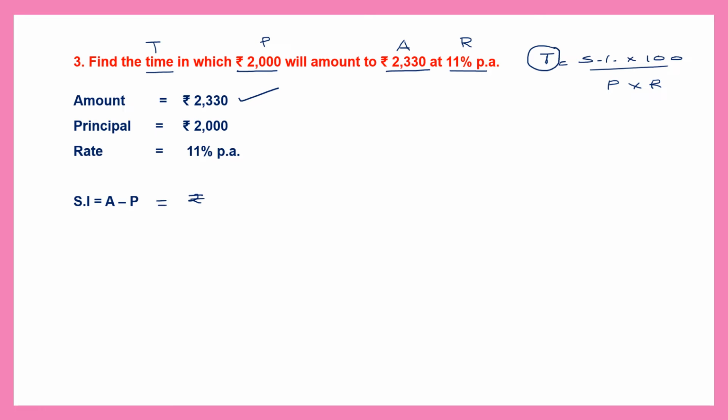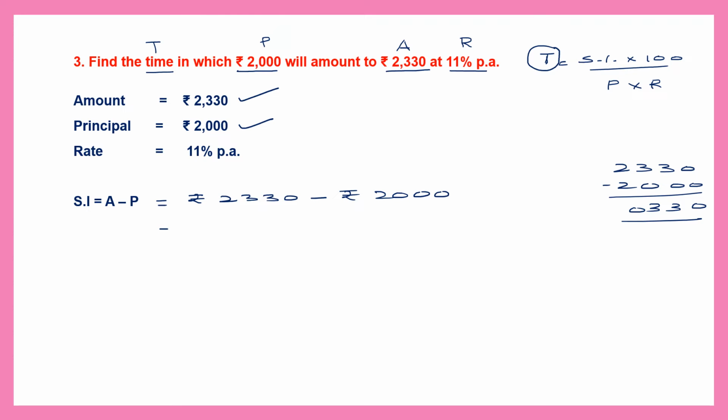So let's write that: rupees 2330 minus principal, and principal is rupees 2000. So let's subtract these two. 2330 minus 2000. So that is 0, 3, 3 and 0. That is 330. So simple interest we have found now to be rupees 330.